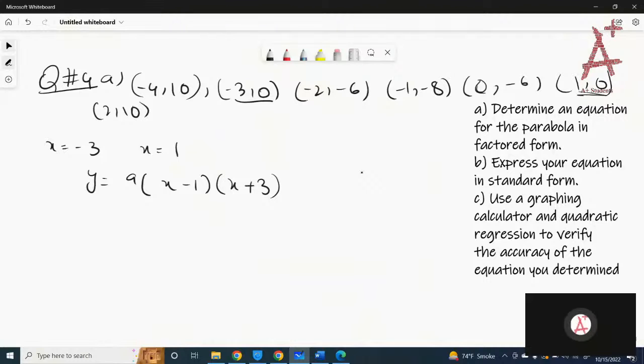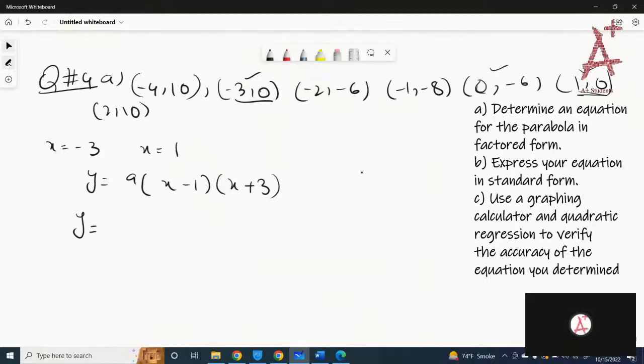Got it? Now we have to find the value of a. You can use any point other than these 2 points, because they are the zeros of the equation. You can put that point in the equation and find the value of a. So I'm going to use (0, -6) to find the value of a.